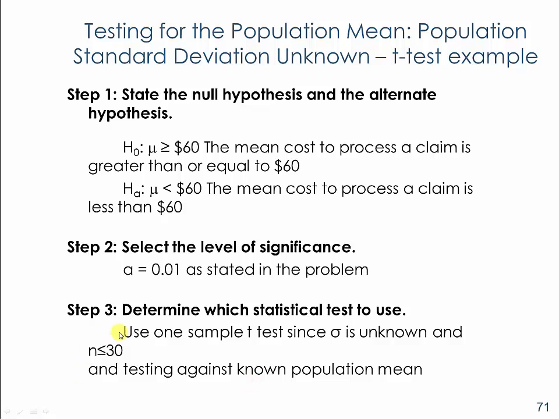Then in step 3, we determine which statistical test to use. We did that on the previous slide already. We use the one sample t-test since our population standard deviation is unknown, and our n is less than or equal to 30, and our testing is against the known population mean.